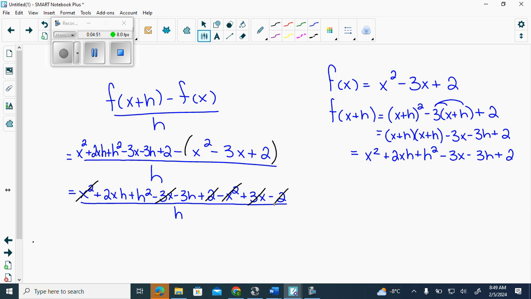Then I can take a GCF of an h out. The h's cancel off, and our life is good. We don't know that our life is good technically because I don't have a limit as h approaches 0, but if I do that, then we'll be able to plug in and life will be good. So we can take an h out.